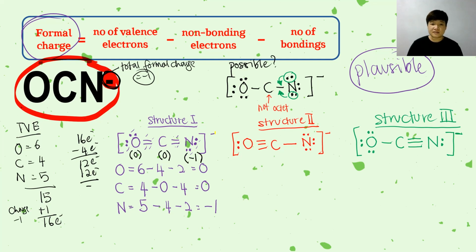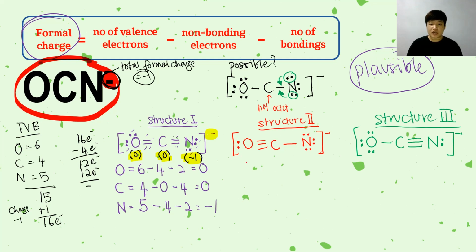Like we have mentioned just now, your total charge is -1. When all your formal charge added up, your formal charge must equal to -1. 0 plus 0 plus -1. Simple. So let's look at structure 2.